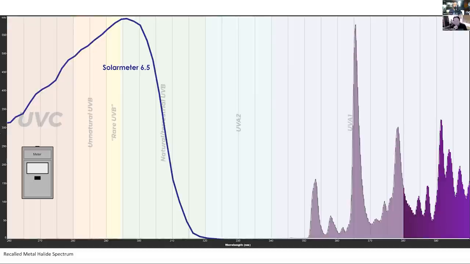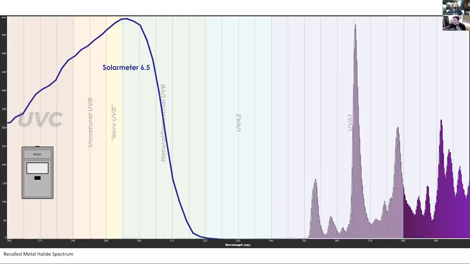So this was kind of the catalyst for testing more to see if I was just having some sort of crazy bad luck, or something was wrong. I've tested this lamp constantly since, and it does not emit UVB. In fact, well, it does. There's a tiny, tiny amount here at 314 nanometers.